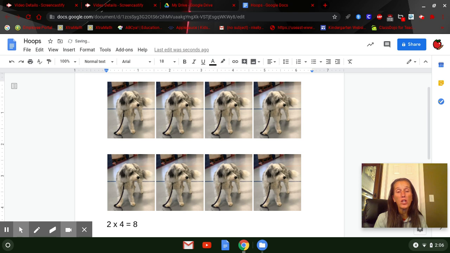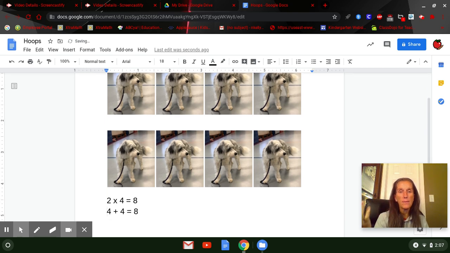And another way I could do this is using repeated addition. So I could just do 4 in the first row plus, then I could add on, oops, not an equals. Plus I could add on the 4 in the second row and I could get 8 as well. So that's actually just another way to show it.